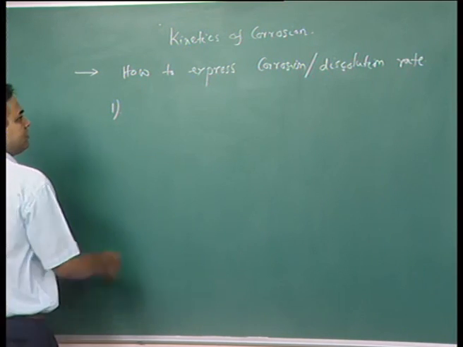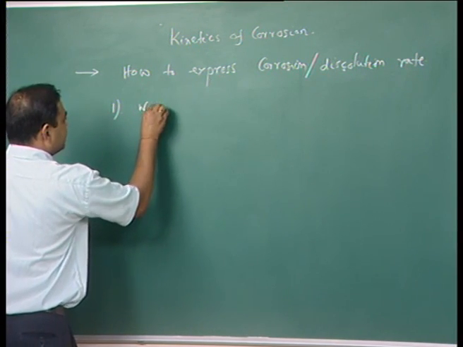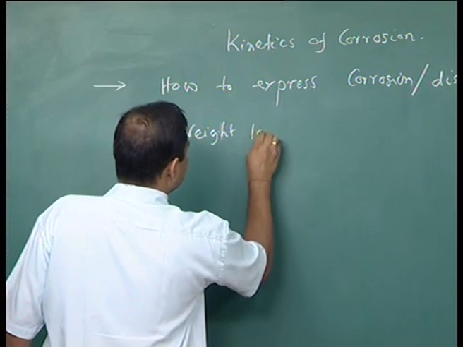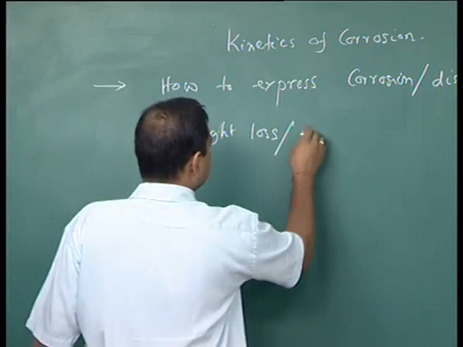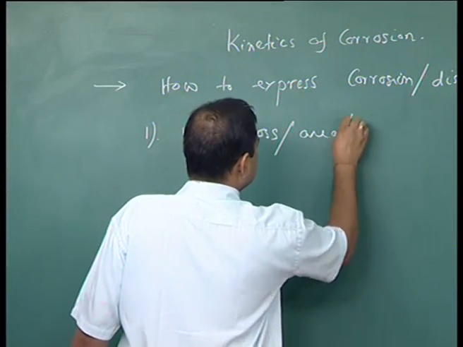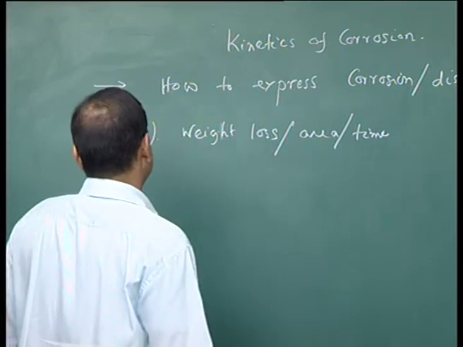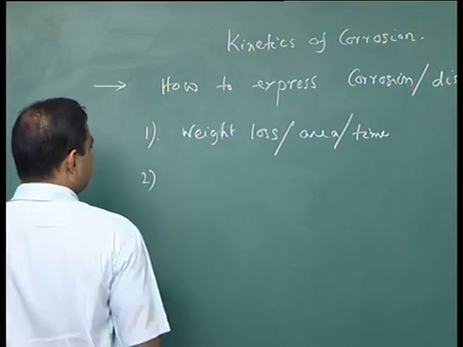One is weight loss per unit area per unit time. The other mode is the current density.